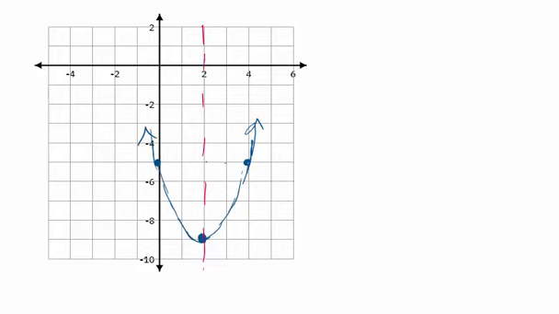Another option is to notice there was no vertical dilation of the graph. And so if I had known that, and I know it opens upward, I can just count from the vertex over 1 and up 1, and in either direction.